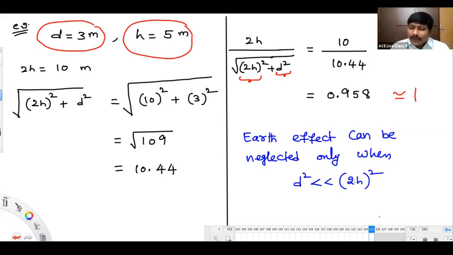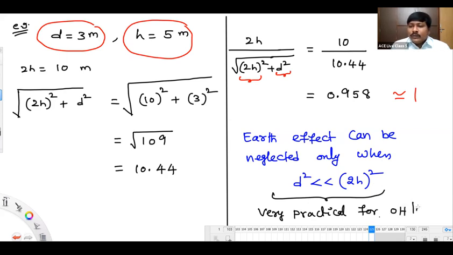That's why, if you are going for capacitance calculation of overhead lines, you can neglect the earth effect. You can neglect the earth effect, right? So this is very practical for overhead lines. Most of the times, if you are going for capacitance calculation of overhead lines, this earth effect can be neglected, but for cables we can't neglect it.